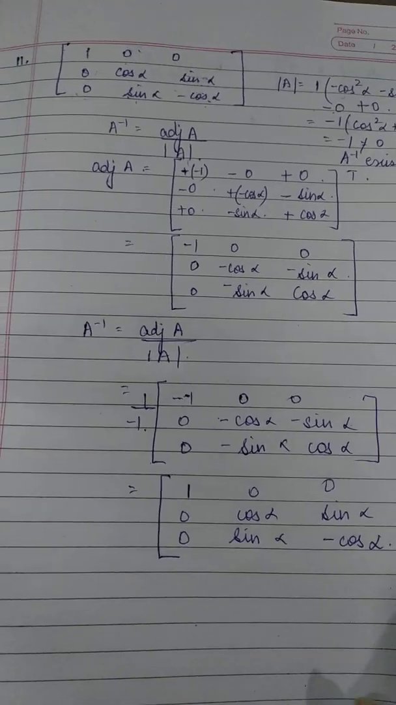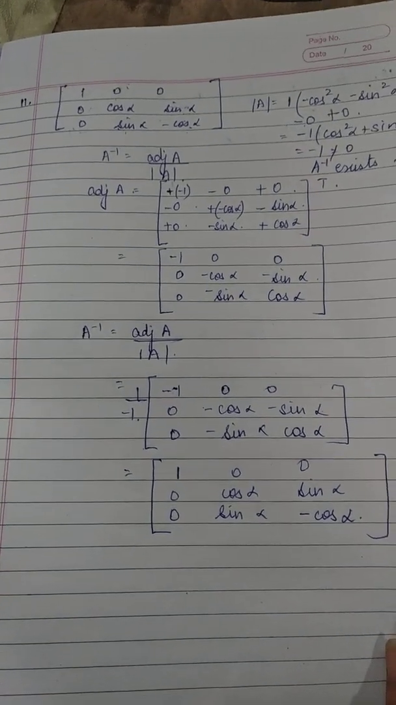So this is question number 11. I hope you're understanding, students. Next, let's move on to question number 12. In question number 12, matrices A and B are given to us. We have to show that AB inverse is equal to B inverse into A inverse.